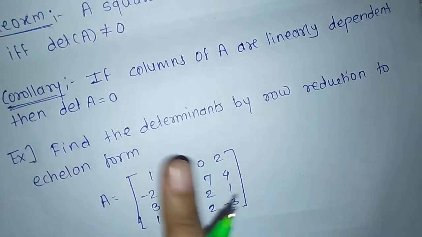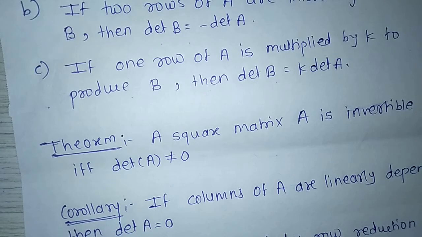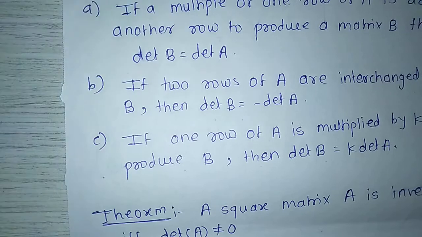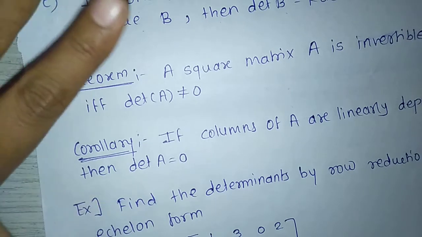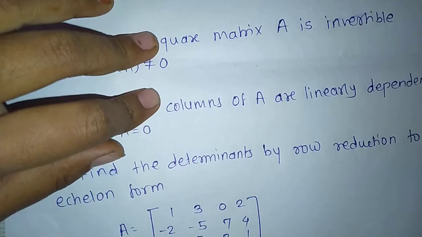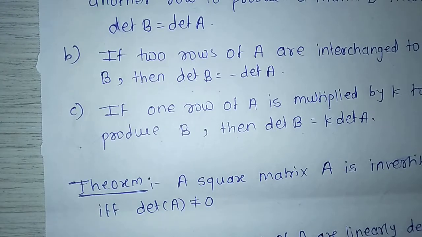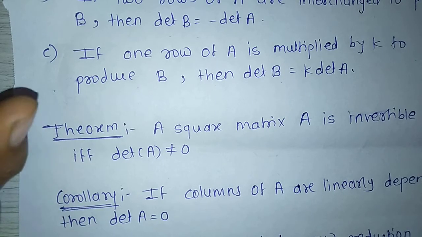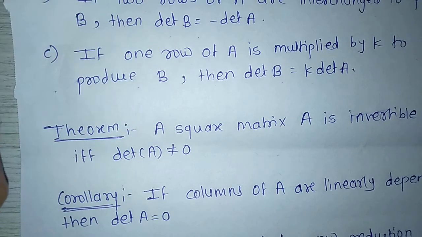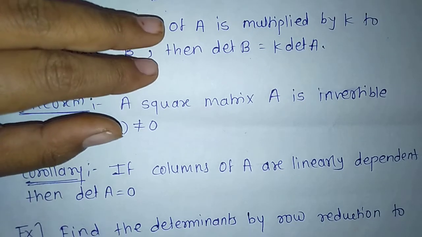Next example, find the determinants by row reduction to echelon form. First, the row reduction method. Suppose we transform matrix A to echelon form U using row replacement and r row interchanges only, then from the theorem we see that determinant of A equal to minus 1 raised to r times determinant of U. The matrix U is in echelon form, that is, it is a triangular matrix. So its determinant is the product of the diagonal elements.